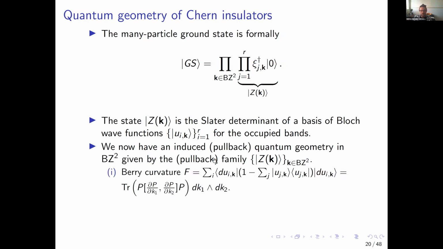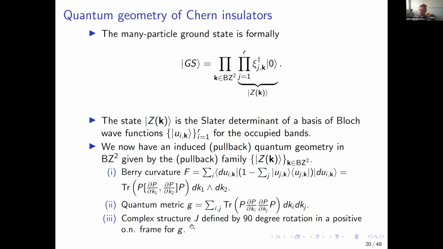And what you get is a Berry curvature, which assumes this form, and the quantum metric, which assumes that form. Also, because we are in 2 dimensions, we can define a complex structure in the Brillouin zone, assuming that this quantum metric is non-degenerate, but let us assume that this is the case. And how do you do it? Well, first you pick an orientation in the Brillouin zone, and then you pick an orthonormal frame for this metric at the point k, and you declare that the complex structure is a rotation of 90 degrees in that frame.